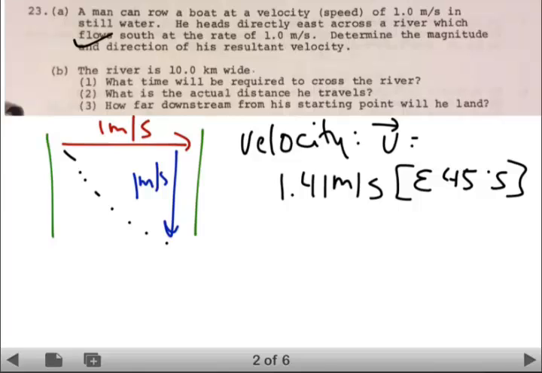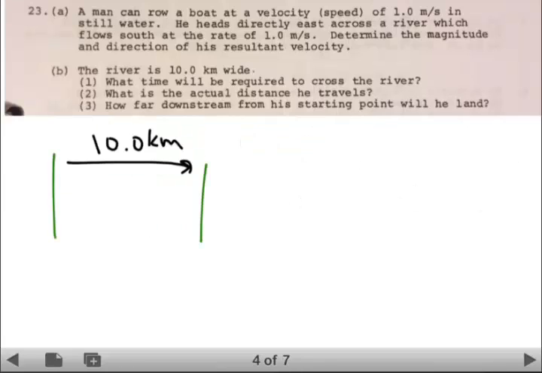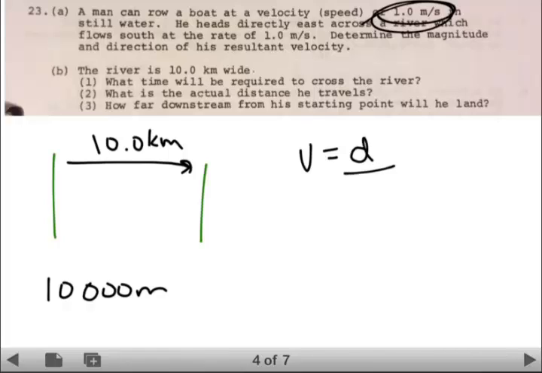Now, let's take a look at B. The river is 10 kilometers wide. So just keep in mind that his velocity was given in meters per second, so be very careful. It was given in meters per second, so just watch your units and make sure that you're doing appropriate conversions. So if we have 10 kilometers, you could say that that is 10,000 meters. And we're going to use our formula that velocity equals displacement over time.